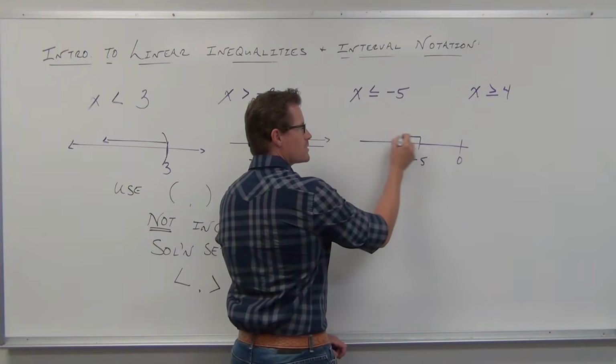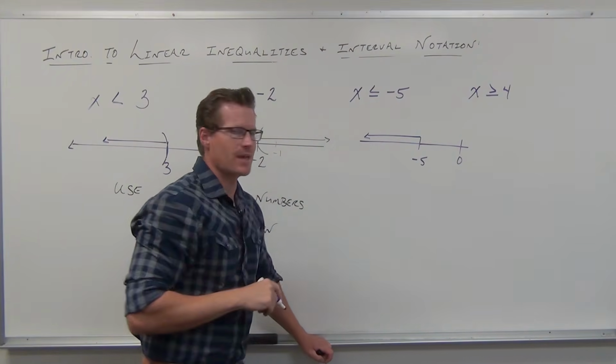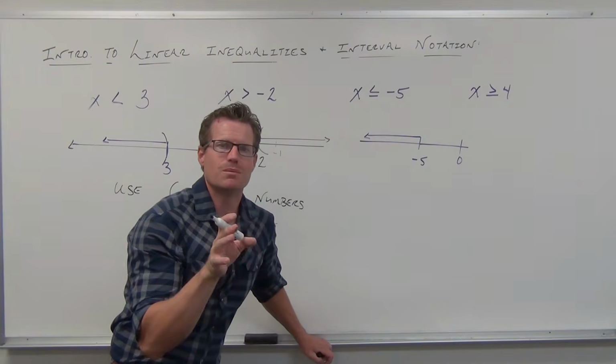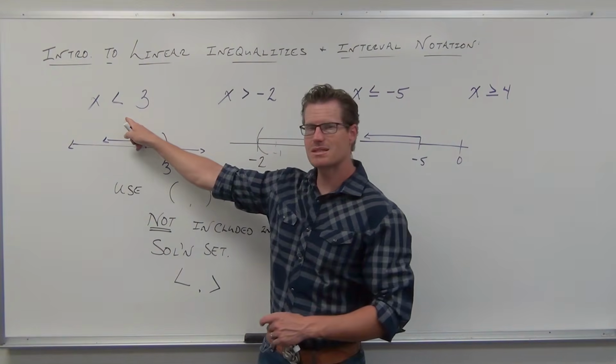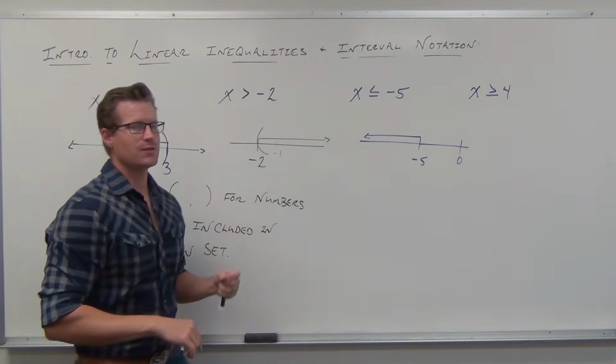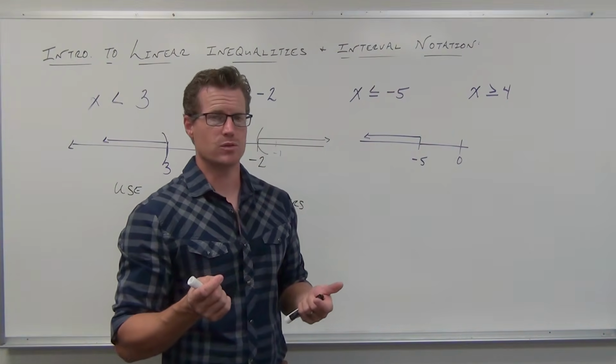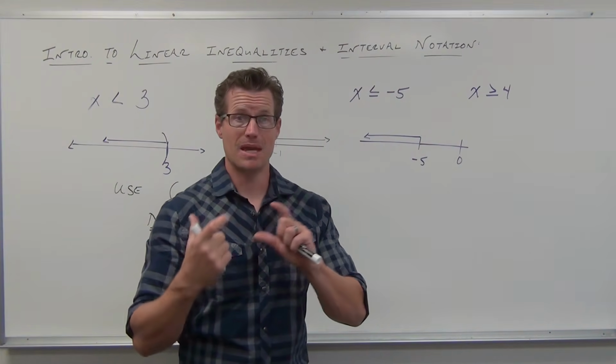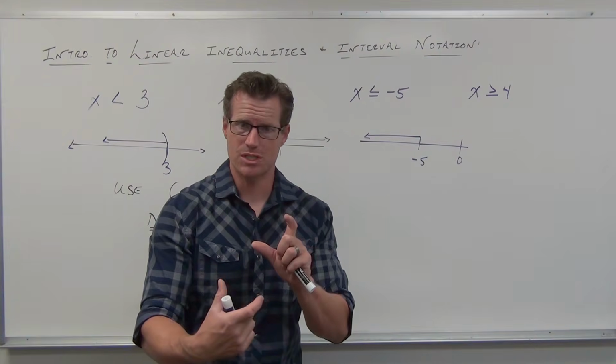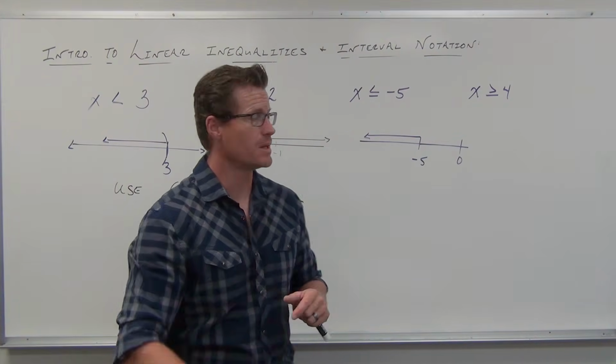All the numbers this way, to the left of that number. Now, immediately we know something different here. With less than 3, with greater than negative 2, we couldn't include those values because we can't allow the numbers that make the two sides equal to be part of our solution set. That's what strictly less than or strictly greater than means.